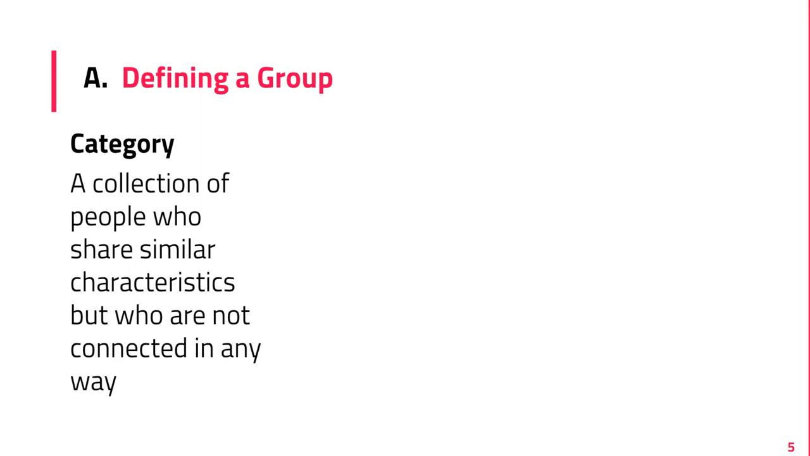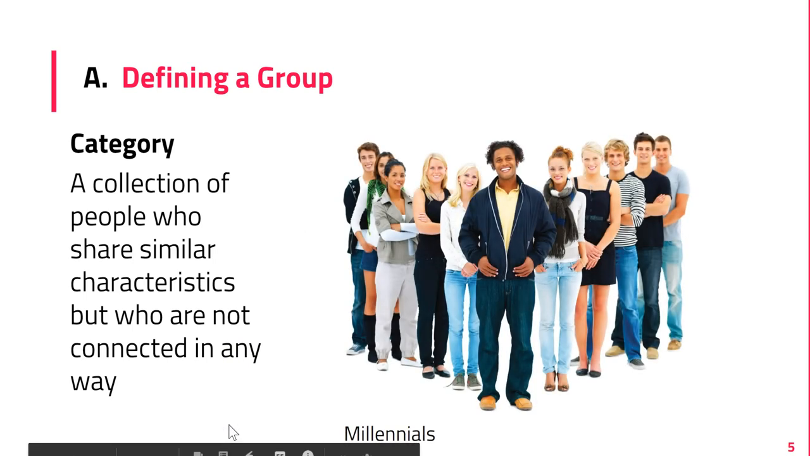A category is a collection of people who have similar characteristics, but similar to an aggregate, they are not connected in any meaningful way. So an example category is millennials. These individuals are born between a certain time period, and that's it. They are defined by the time period in which they're born, and so they're considered a cohort or a category.